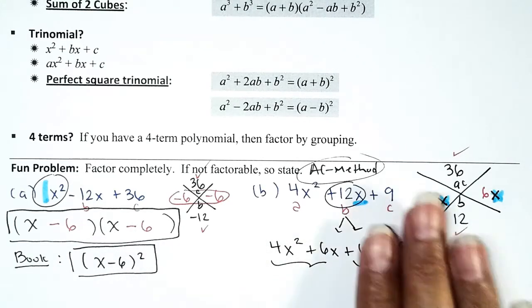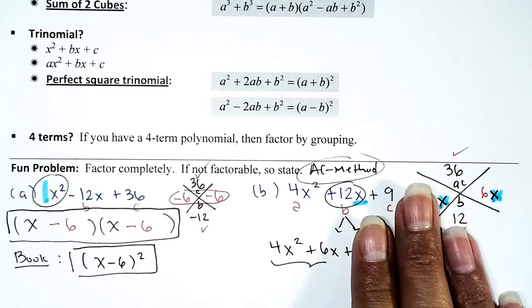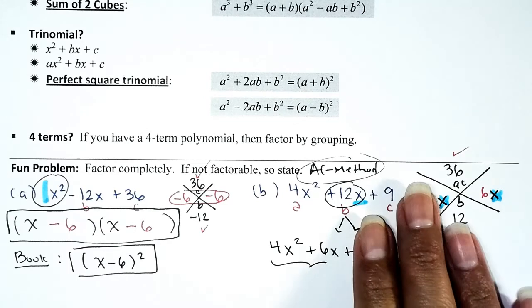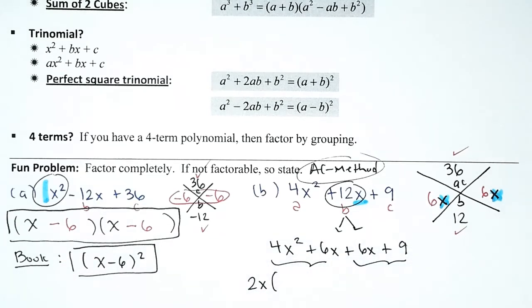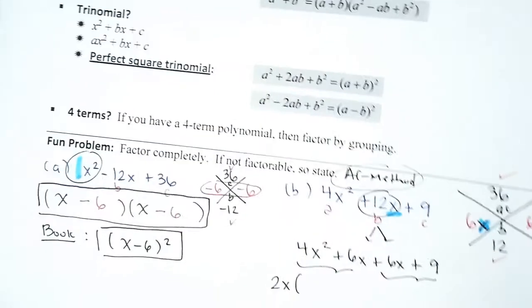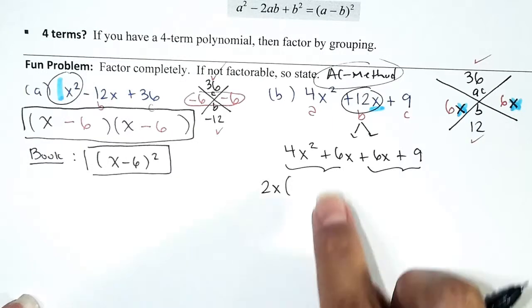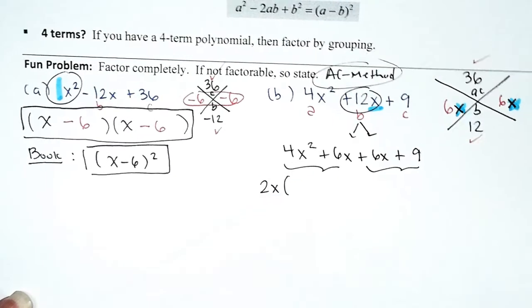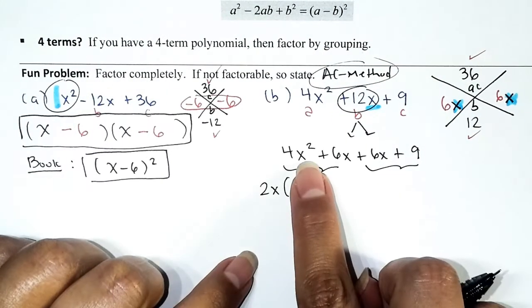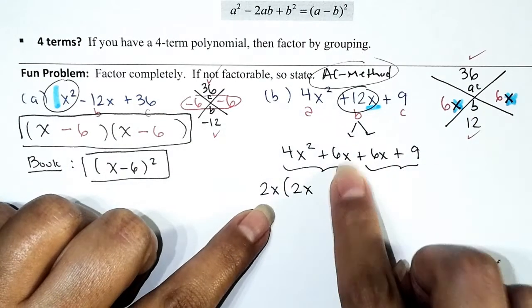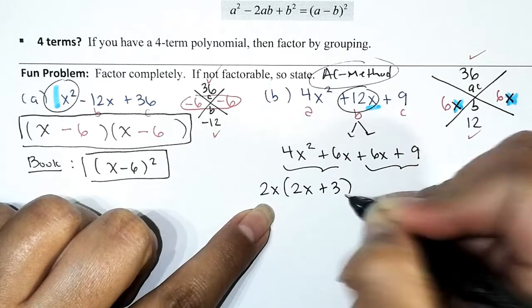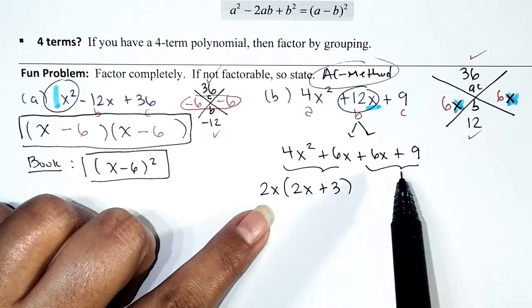In the first group, 4x squared and 6x have a common factor of 2x. Let's show what we're left with when we factor out the 2x from the first group. First term over common factor will leave you with 2x. Second term over common factor will give you 3. So one group down, one more to go.